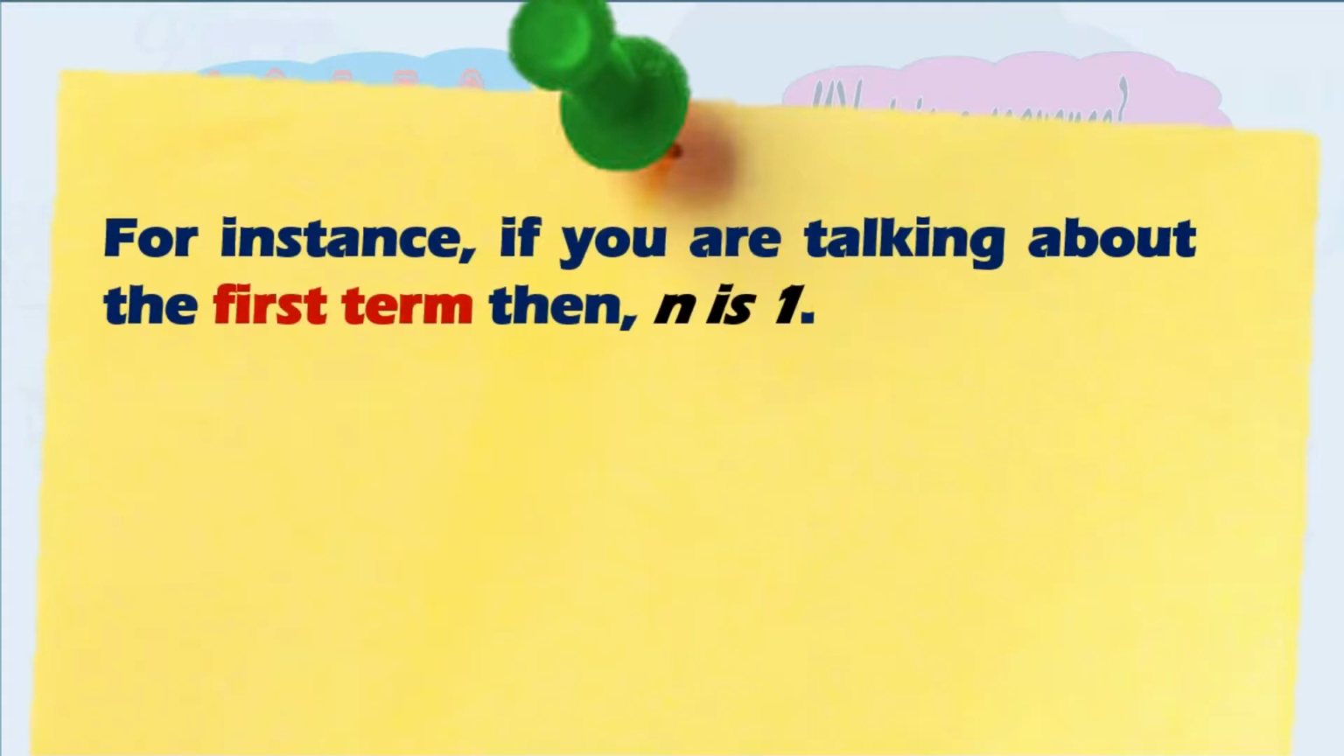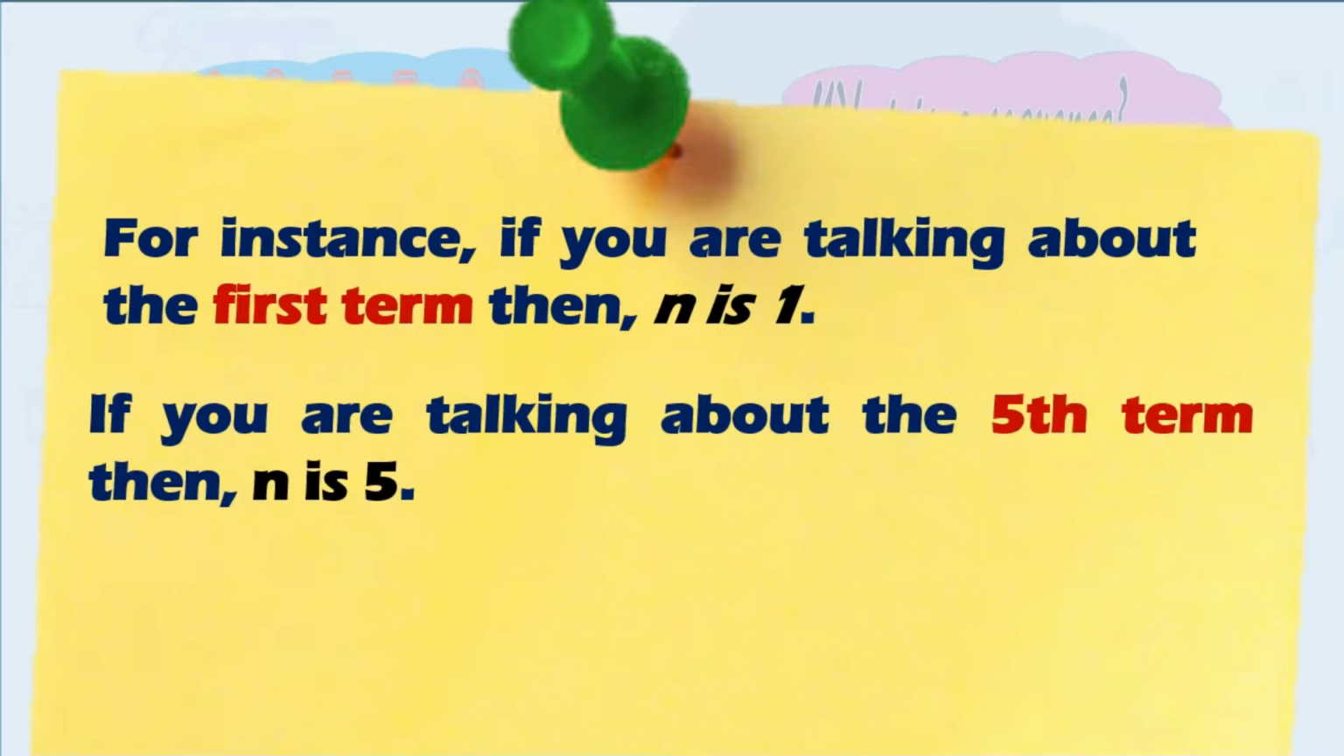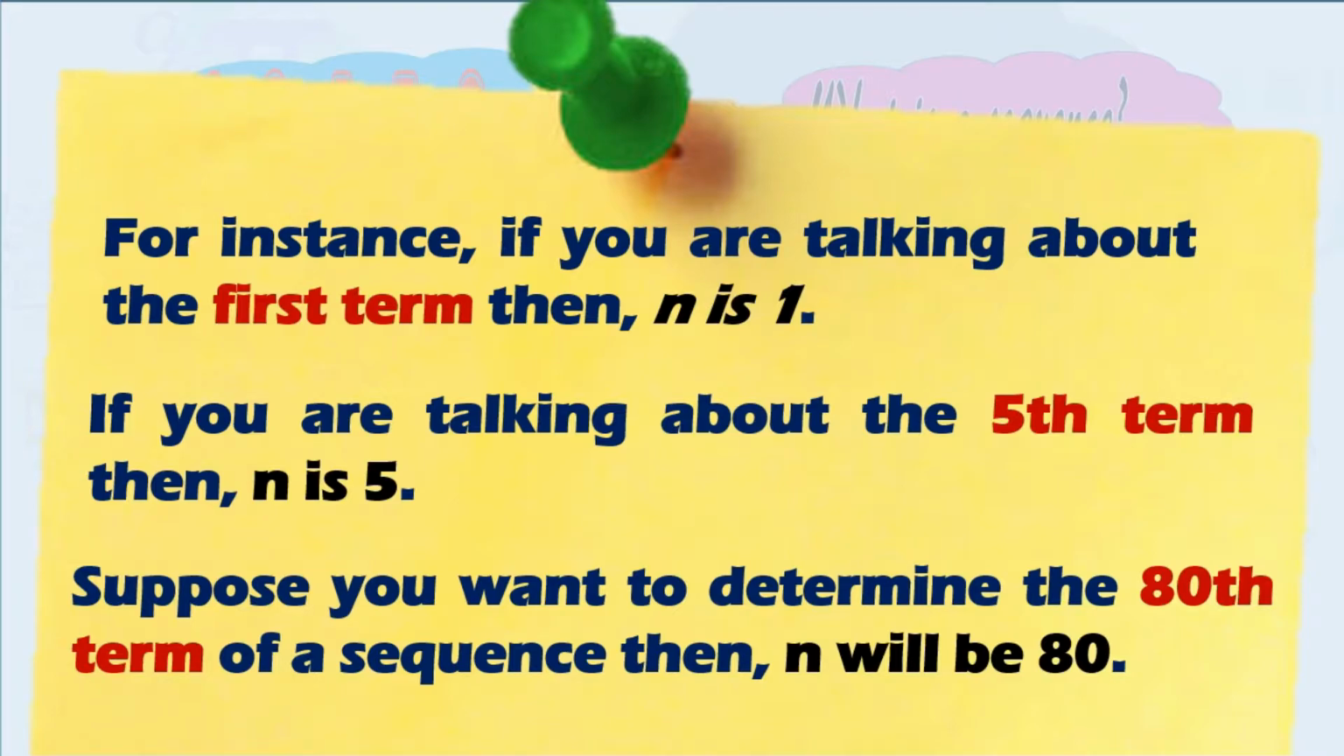For instance, if you are talking about the first term, then n is 1. If you are talking about the fifth term, then n is 5. Suppose you want to determine the 80th term of a sequence, then n will be 80. Remember that n always tells the order of each term.